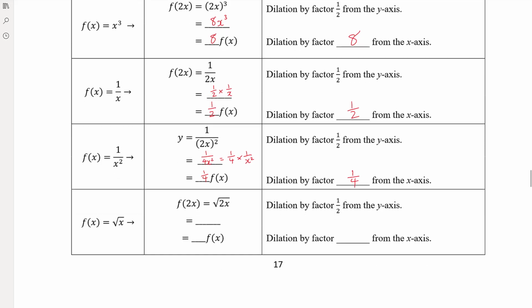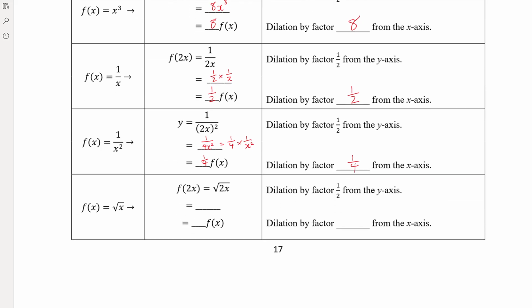And lastly, our square root function. If we dilate the square root function by half from the y-axis, so f of 2x is square root of 2x, in the case of the square root function we can break that up by writing it as square root of 2 times square root of x. And so it is the same as root 2 times the original function, and so it's the same as dilating by root 2 from the x-axis.